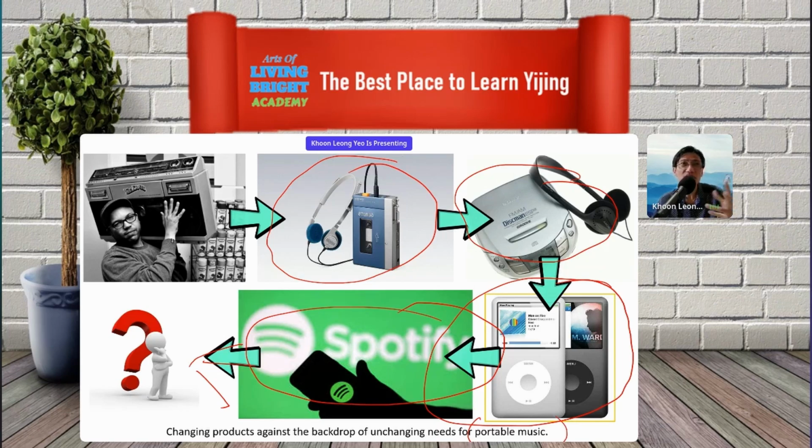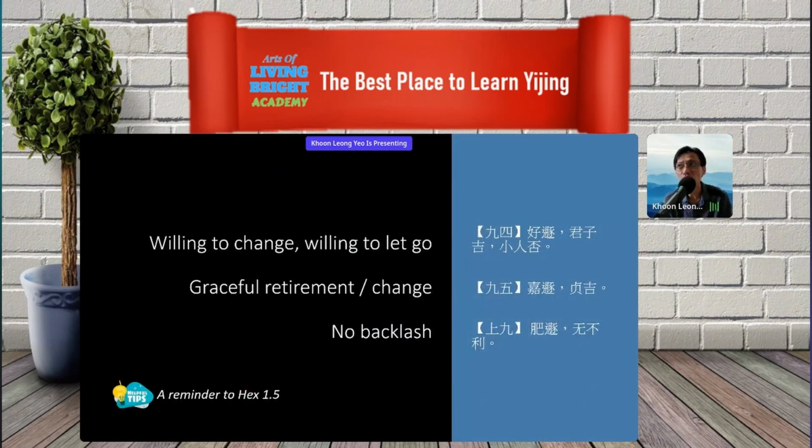Now, while portable music is everlasting, 永恒, the way that it presents itself keeps on changing to keep up with time. So everlasting is always paired with 天山遁, because with time it has to adjust, it has to evolve, it has to adapt, and then come back in a different form. That is why portable music can be everlasting. And same with many other things too. Same with relationship. Okay. But first of all, we must be willing to change and willing to let go, right?